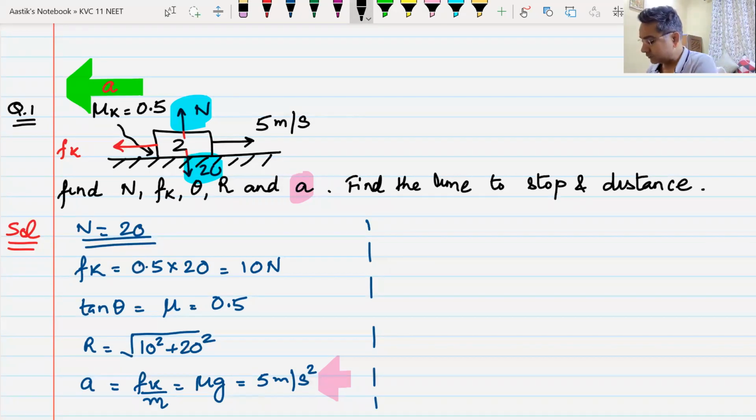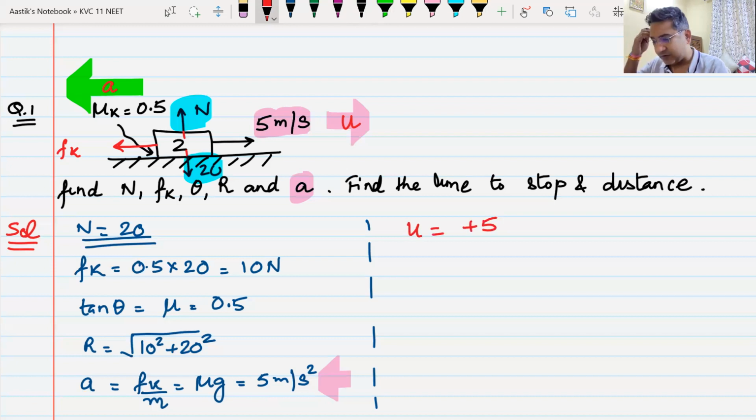Shall I do it? So how are you going to do this? To do this, you will have to go back into the first chapter. What are the things you have to remember about the first chapter? 5 meter per second is given. That becomes your initial velocity. Do we understand this? 5 meter per second is your initial velocity. So your u, initial velocity, becomes plus 5. Why am I calling it plus 5?